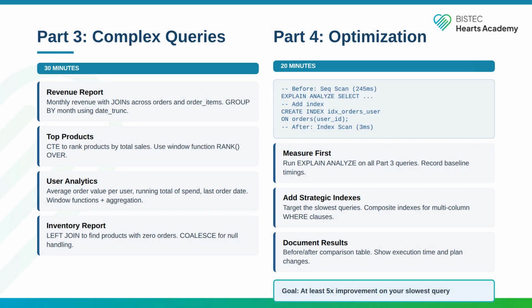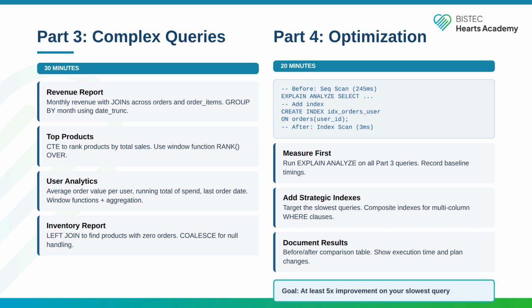Part 3 is complex queries, and you have about 30 minutes. Now that you have data in your tables, write queries that extract real insights. Start with a revenue report. Calculate monthly revenue using date trunc to group by month, joining orders and order items to get line item totals. Next, top products. Use a CTE to aggregate sales per product, then rank them using the rank window function. Show the top 10 products by revenue.